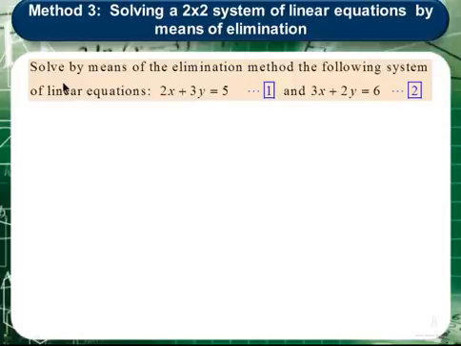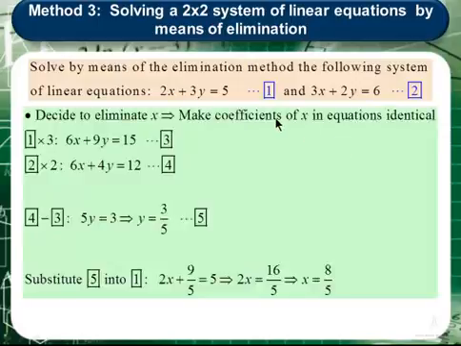In method 3 for solving a 2 by 2 system of linear equations, we make use of elimination. So here we have a problem where we have to solve by means of elimination the following system of linear equations. Two equations with two unknowns x and y as indicated on the screen.